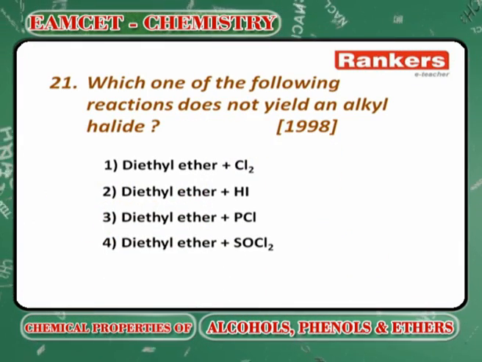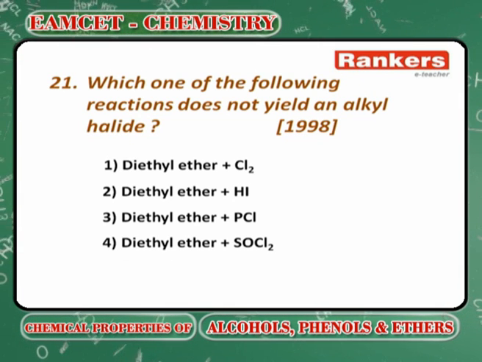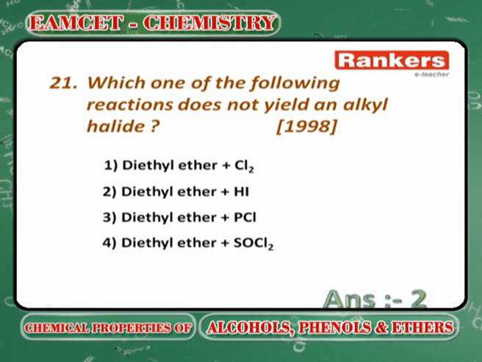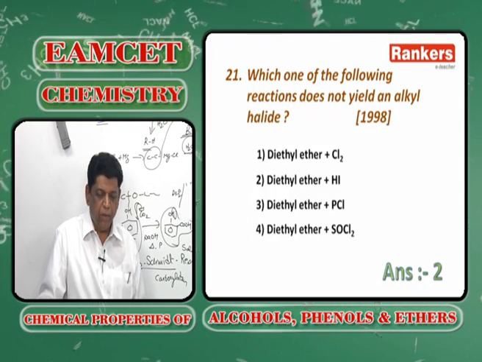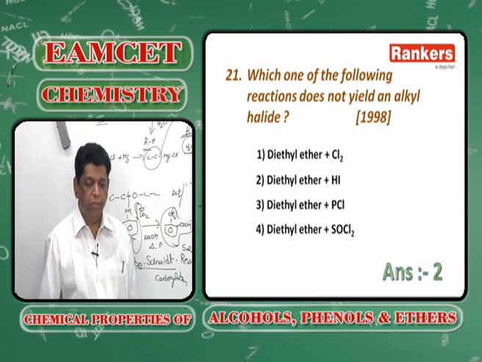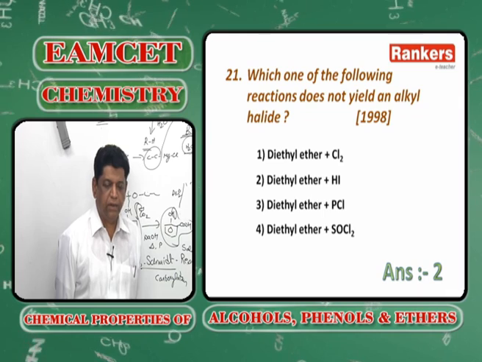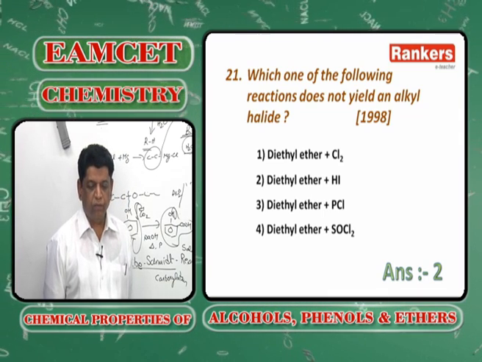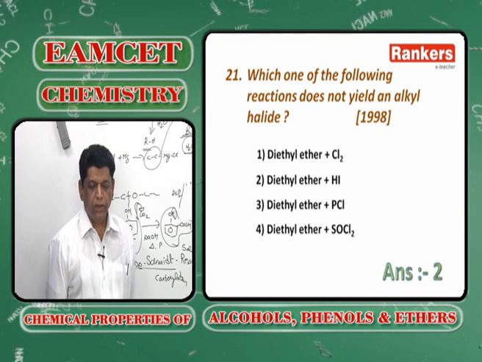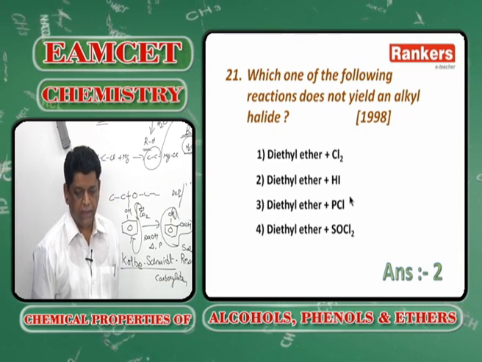Which one of the following reactions does not yield an alkyl halide? Ether, when treated with HI or PCl5 or thionyl chloride, somehow gives alkyl halides, but not with chlorine. With chlorine there is no reaction; ether will not react. So answer 1 does not yield an alkyl halide. Answer 2 is wrongly given. Answer 1 is the right answer.